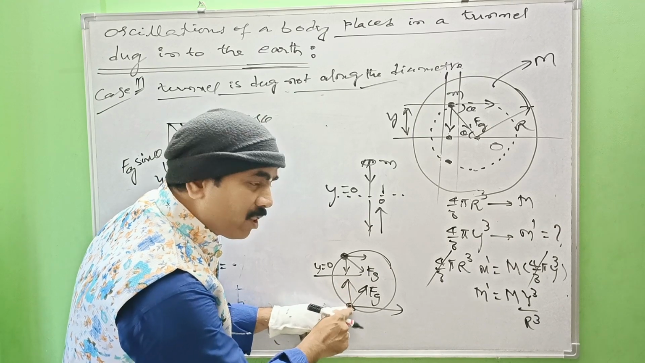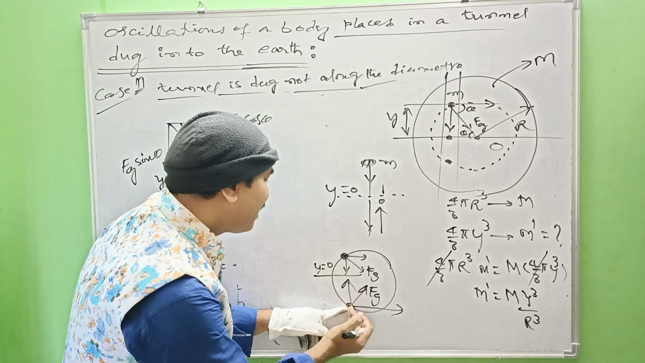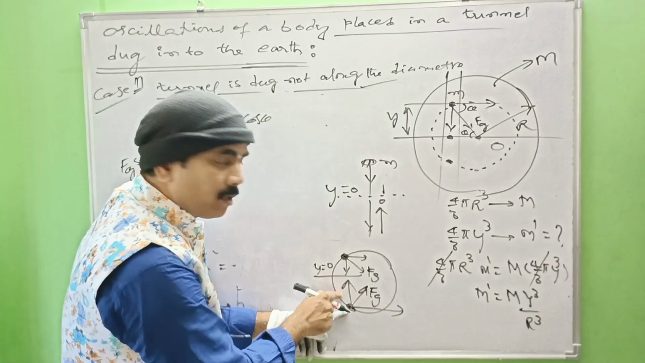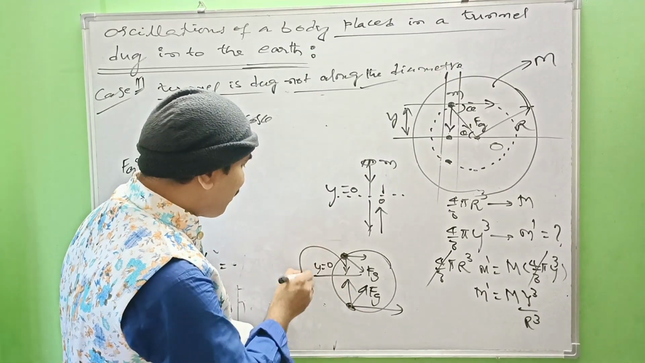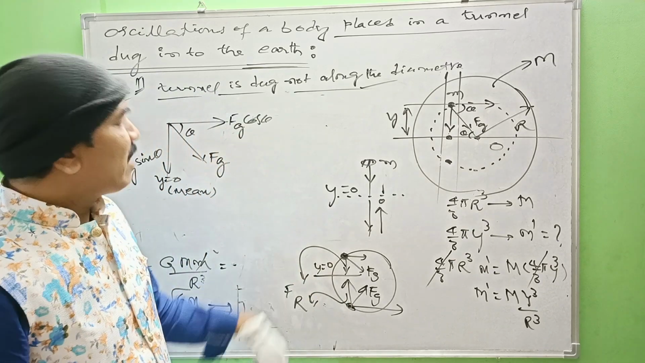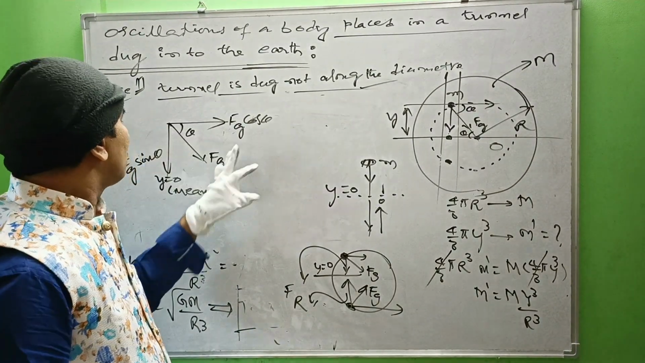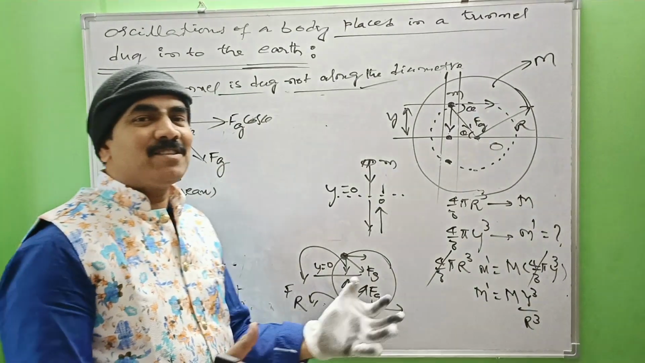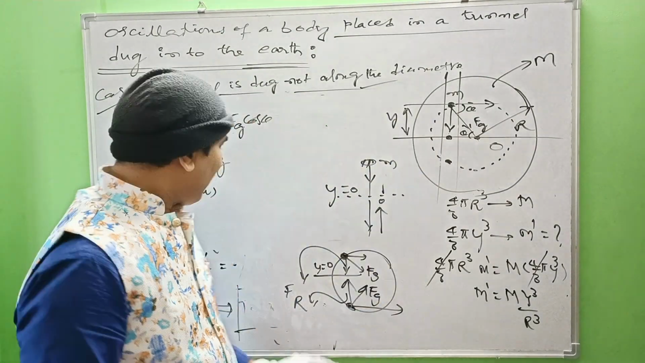When the particle lies below the main position, somewhere here, again Fg sin theta acts towards the main position. These two are always directed towards the main position, so these two are nothing but restoring forces. Among all these forces, Fg sin theta only serves as the restoring force during the oscillation of the body, right?